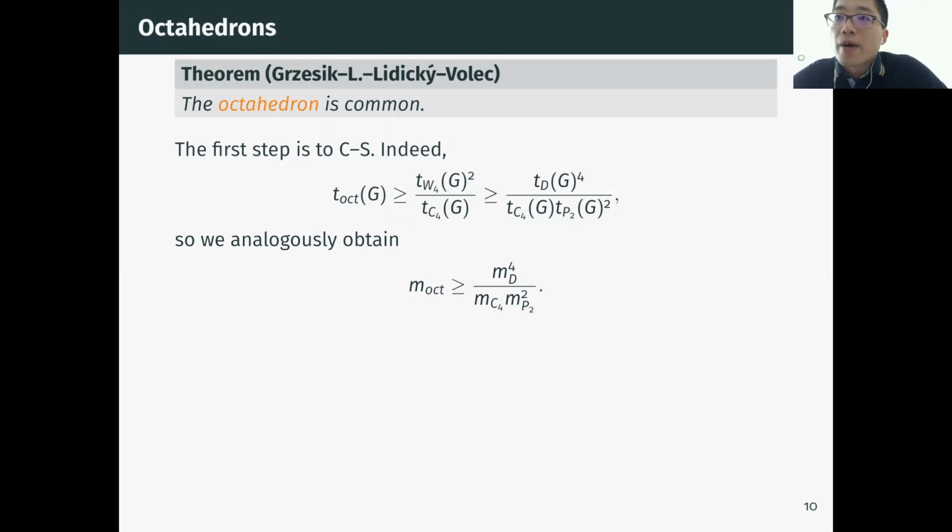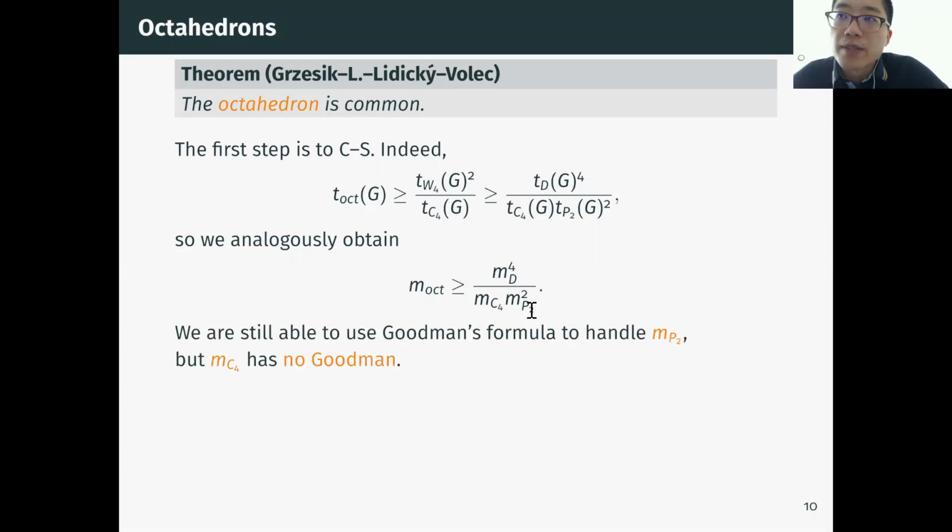And well, we can still use Goodman's formula to deal with these terms. But the term here, the monochromatic copies of the four-cycle, this has no Goodman's formula. So this is hard.